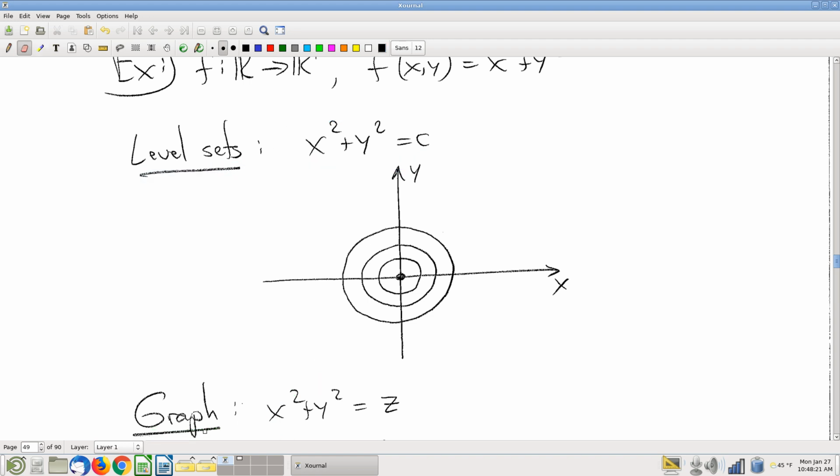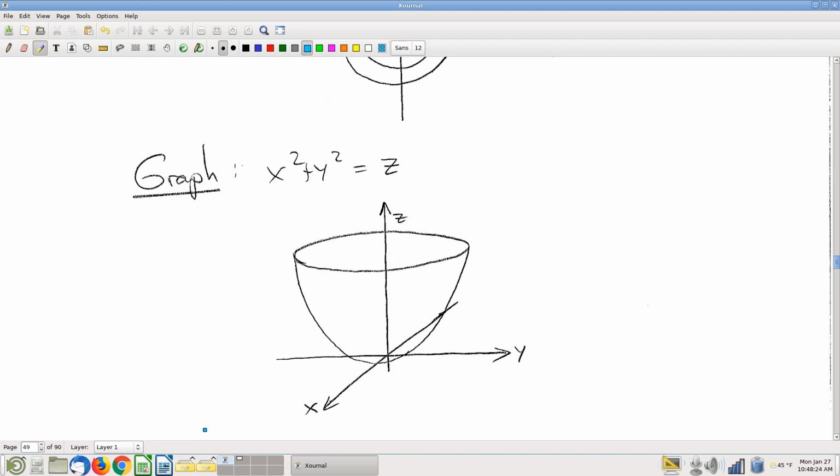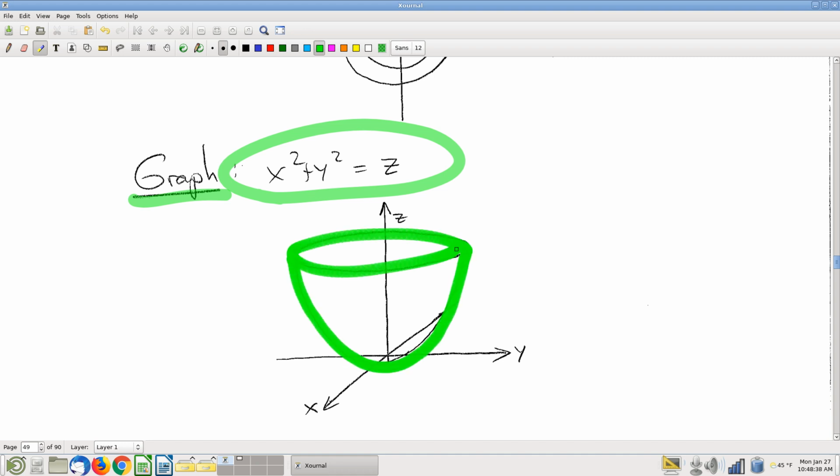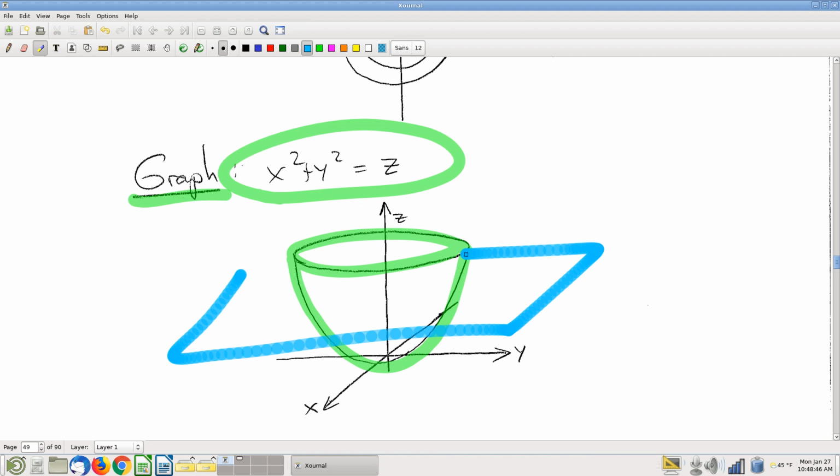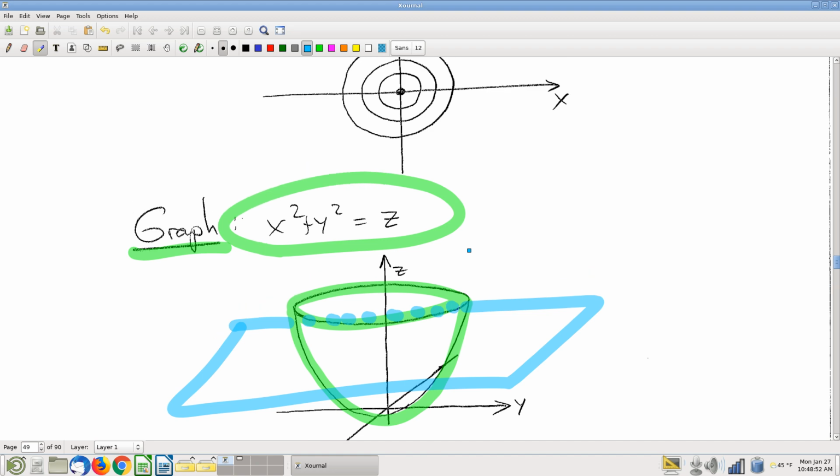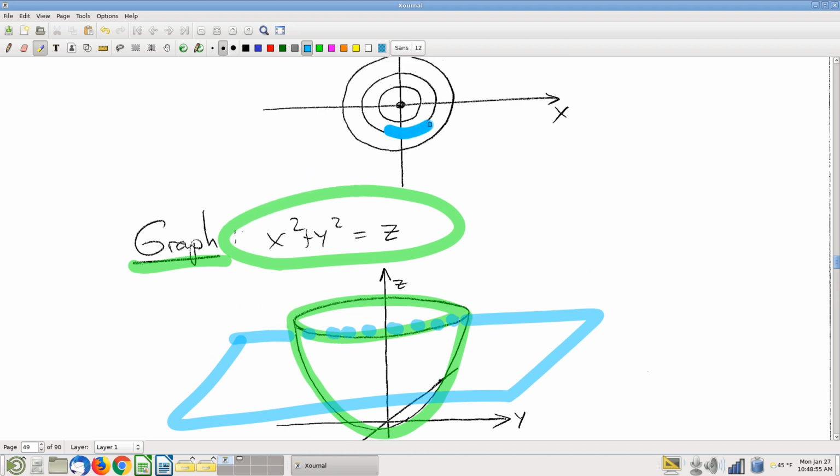And yet, by the way, recognize this graph, green. We've already studied that equation. Y'all remember, this is one of the ones we did when we were talking about rotations: z is x squared plus y squared. We know that graph. Notice, as described on the previous page, if I take a horizontal cross-section of that graph, I get a circle which looks an awful lot like that level set.